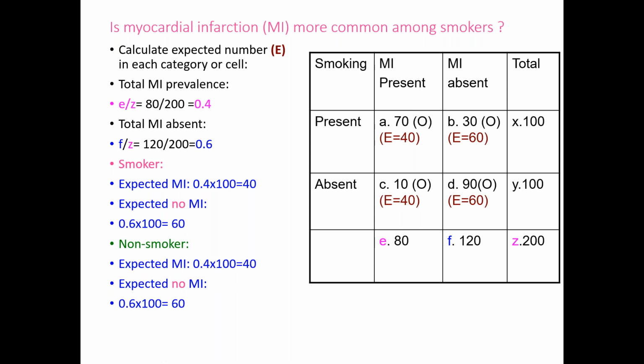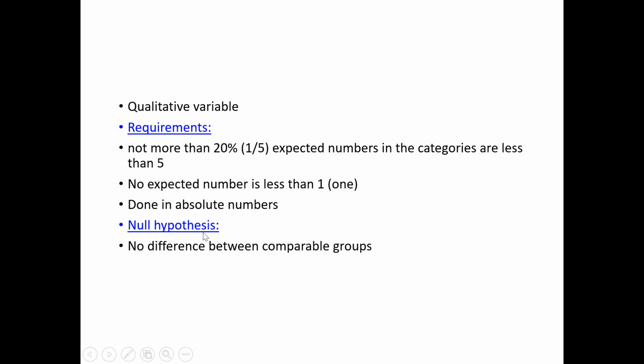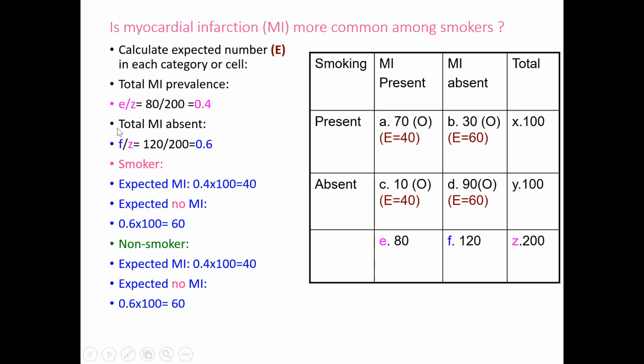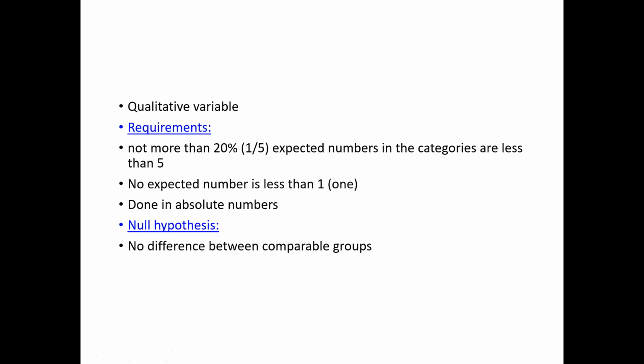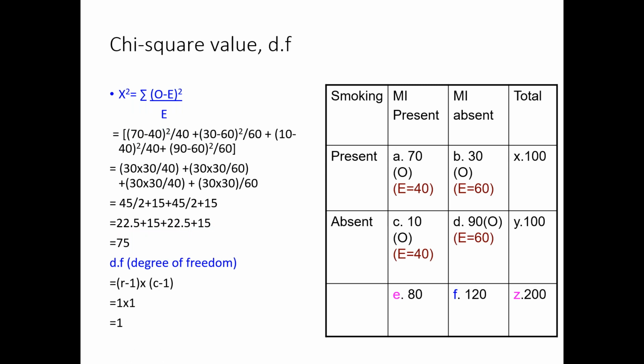So that will be 40. And here again it is 120, so 120 out of 200 multiplied by 100 will be 60. Like that, you calculate for this. So you have observed and expected values. Similarly, you can calculate 0.4 into 140 expected, like that. Then you calculate all the different values and add them up together. I'm not going to do this job; you can look at this.